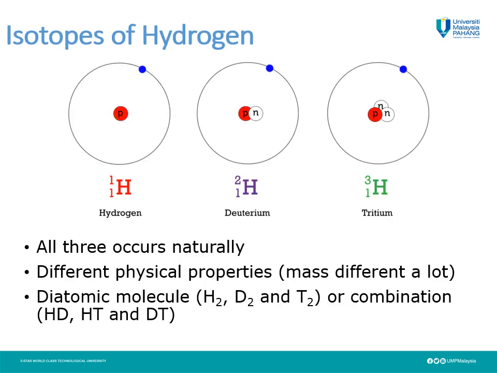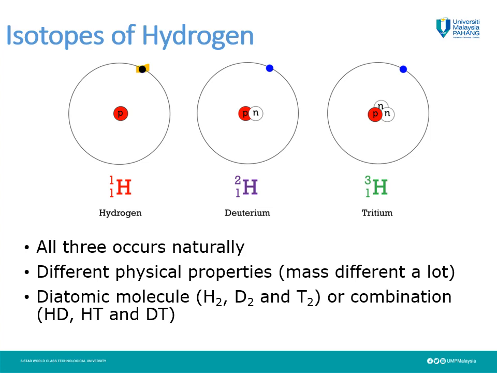There are three isotopes of hydrogen. The first one is hydrogen or protium. It has an atomic number of 1 and an atomic mass of 1. Hydrogen consists of 1 proton and 1 electron.